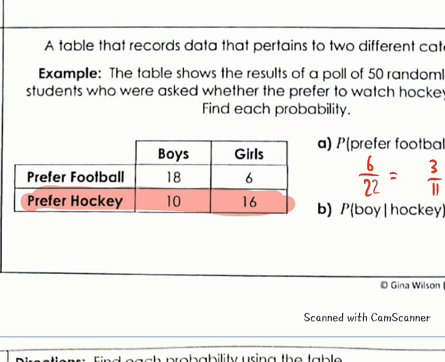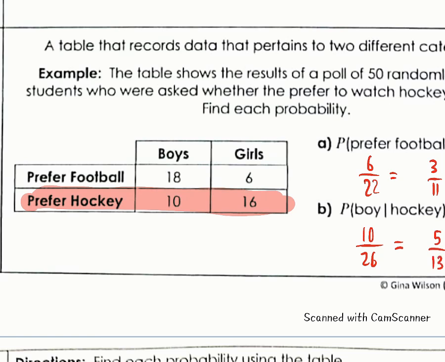So what's my bottom number? 26. Does this make sense, guys? So sometimes your focus can be your vertical column. Sometimes it can be your horizontal. You understand? Now, out of the group that prefer football, or I'm sorry, hockey, out of those 26, how many are boys? So it's 10 out of 26, which will reduce to what?